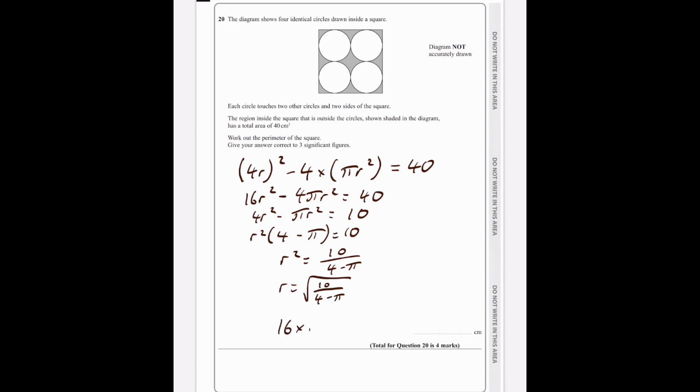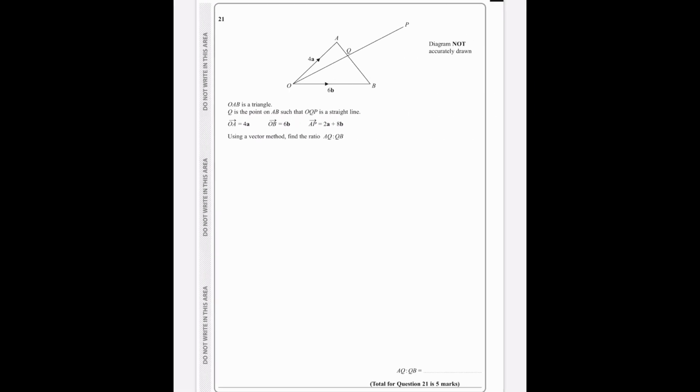Therefore, the perimeter of the square is going to be 16 lots of those radii, so 16 lots of the square root of 10 over 4 minus pi, which is 54.6 centimetres.